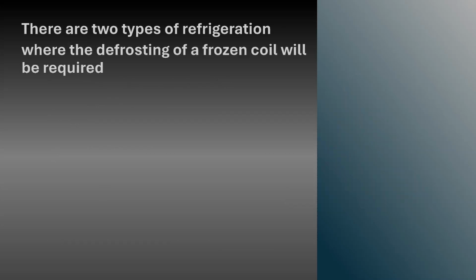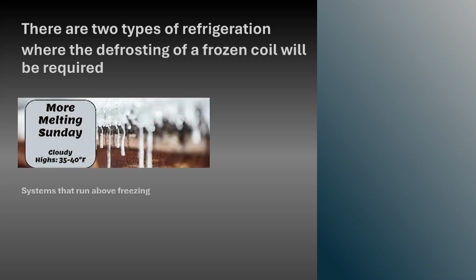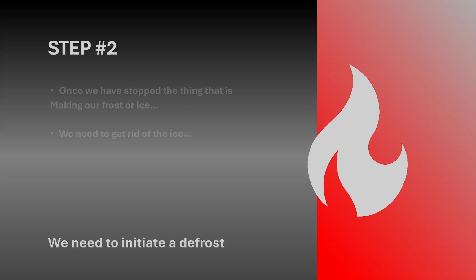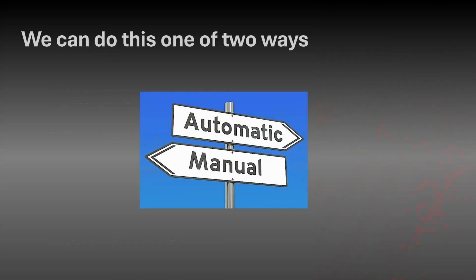Now, there's two types of refrigeration where the defrosting of a frozen coil will be required. We have systems that run above freezing, and we have systems that run below freezing. So step number two. Now, step number one, we need to stop our process. We're going to stop creating the problem. So we stop refrigeration. Once we've stopped the thing that's making our frost or ice, now we need to get rid of the frost or ice. We need to initiate a defrost.